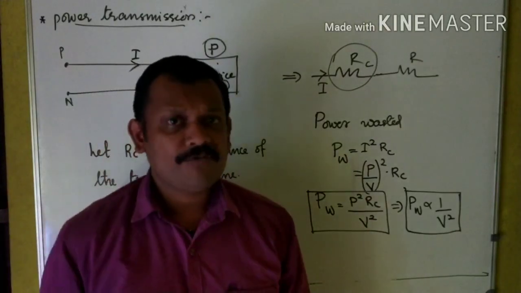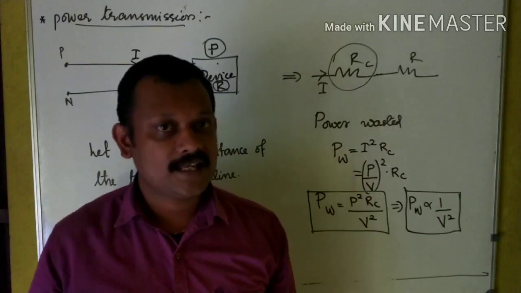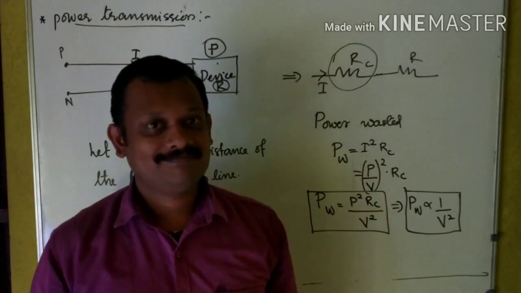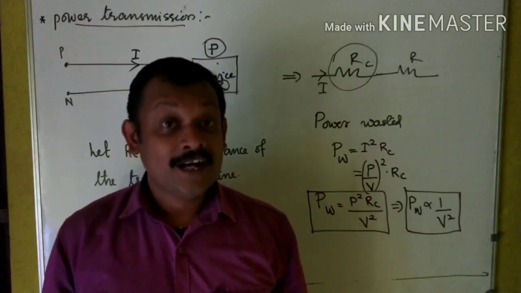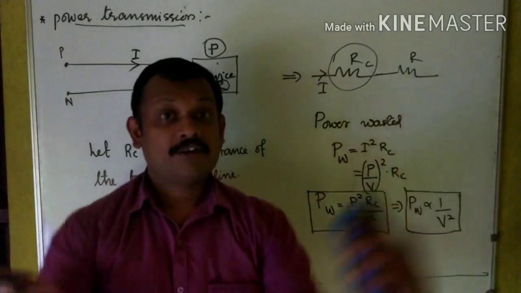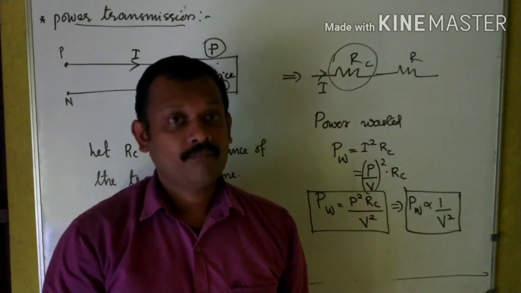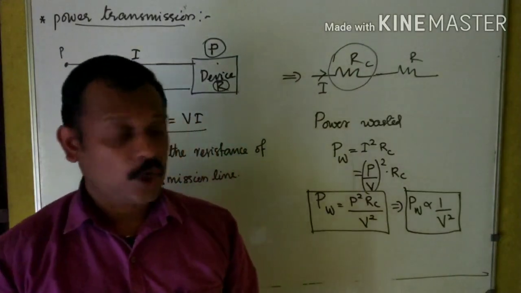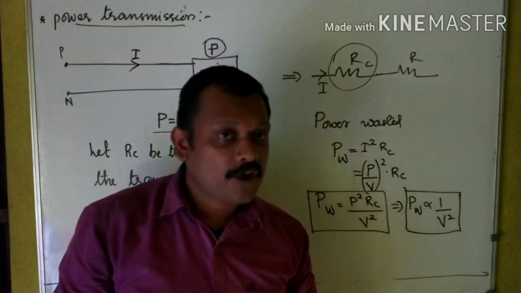That means, how can we minimize the power wastage? What is the method of minimizing the power wastage? You can just see from this equation. Transmit power at high voltage and low current. If you look around you, this is what generally we say. This is applicable for AC also.